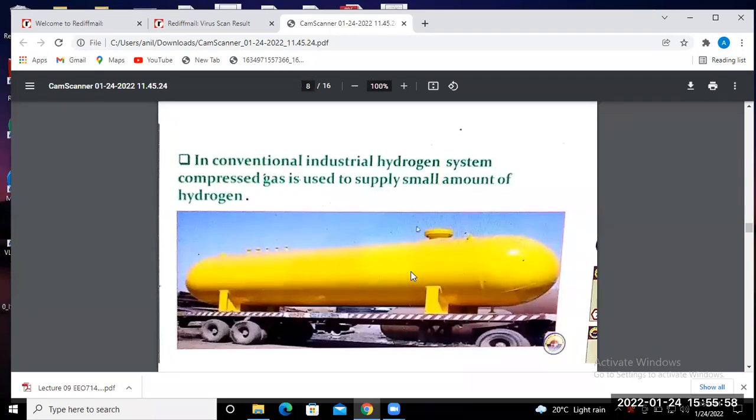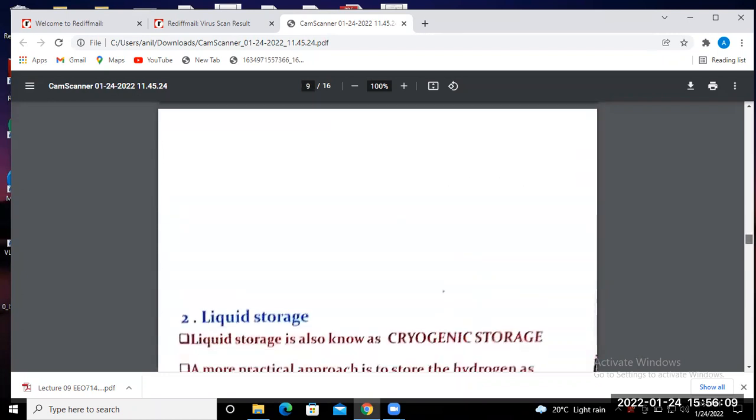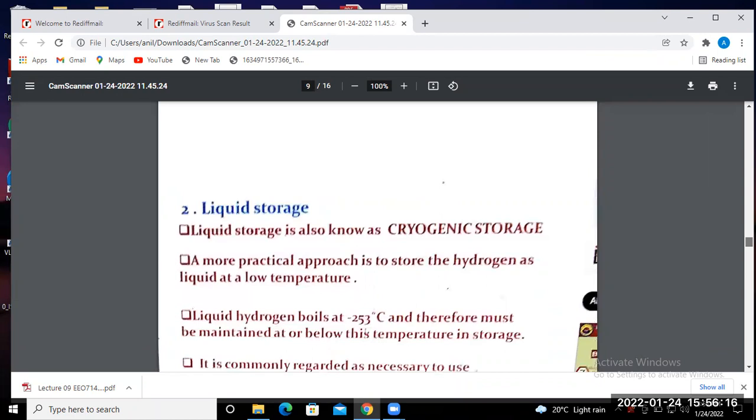Okay, because the cost is very high. So it's one of the reasons. And next, the second one, is the liquid storage form of hydrogen.